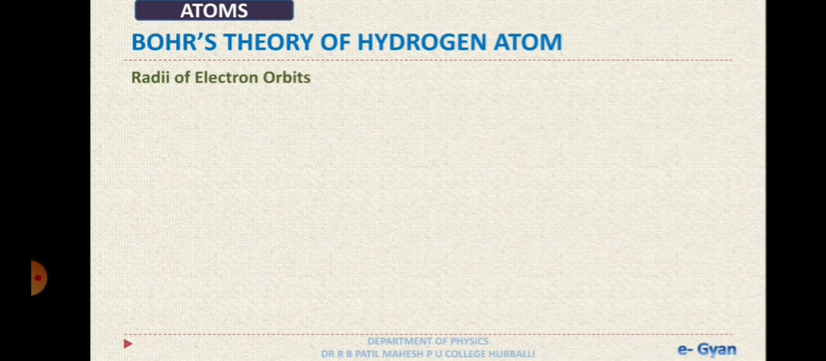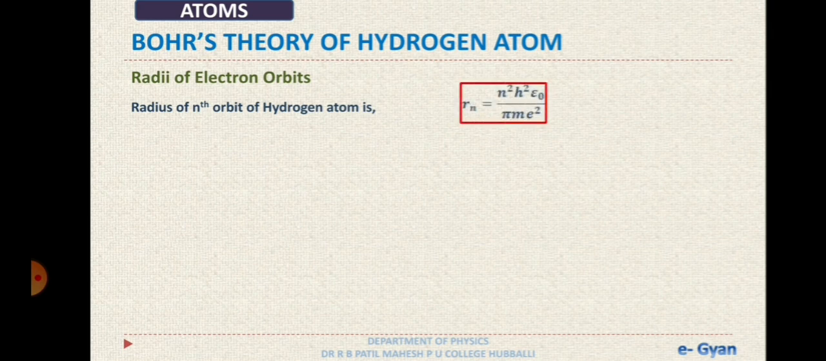Now let us try to find the values of the radii of electron orbits. The radius of the nth orbit of the hydrogen atom is given as Rn is equal to n square h square epsilon naught divided by pi m e square. The radius of the first orbit of the hydrogen atom is R naught is equal to 0.53 into 10 raised to minus 10 meters, as we calculated in the last slide.